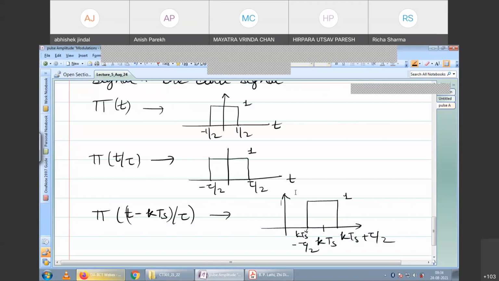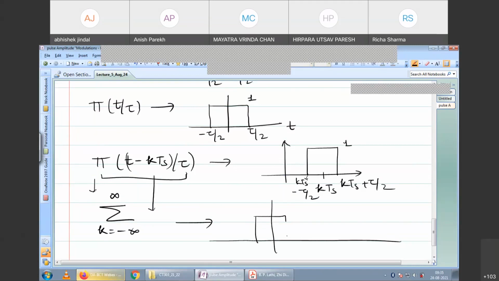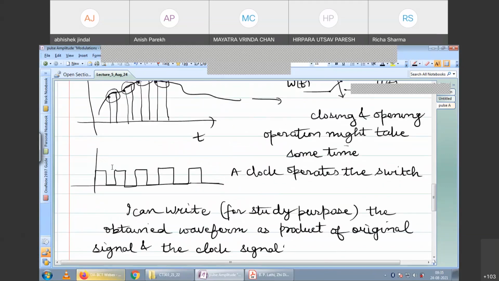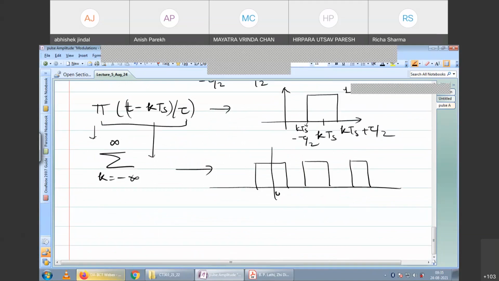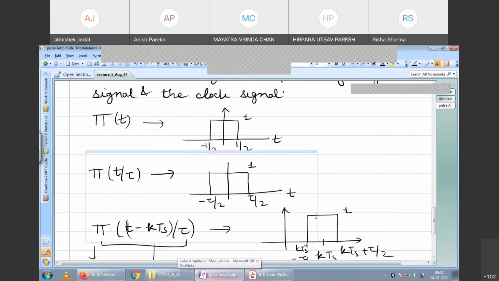Now if I add it, summation k from minus infinity to plus infinity of this whole term, so when you sum it, you will get exactly your clock signal, which we have just studied. So this will be 0, this will be Ts, this will be 2Ts, and the pulse width is tau. Let me draw one waveform on the negative side also, otherwise those studying casually might feel we only have this on the positive side. So this is the clock signal, and you can write it like this.